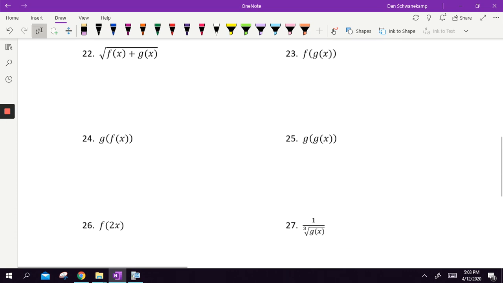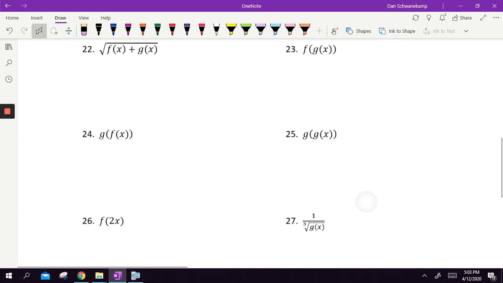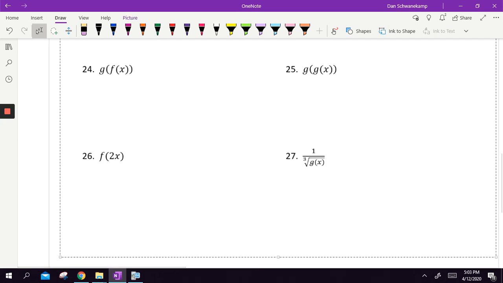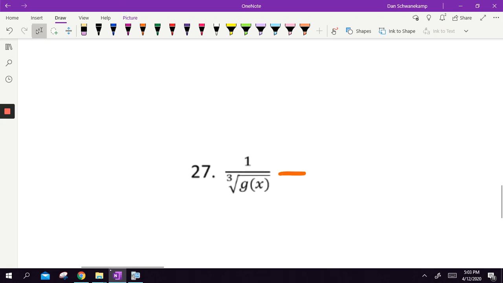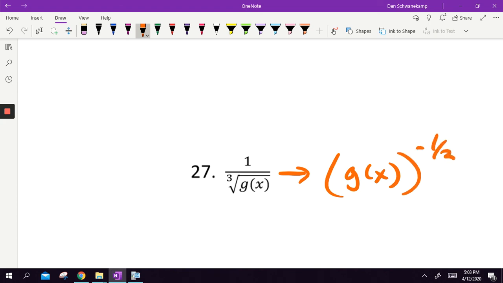Any other ones here that we want to see? 22, you need chain rule. 23, you need chain rule. 24, you need chain rule. 25, you need chain rule. 26, you need chain rule. 27, you need chain rule. On 27, I would suggest rewriting that as g of x to the negative 1/3 power because it's on bottom and it's cube root.